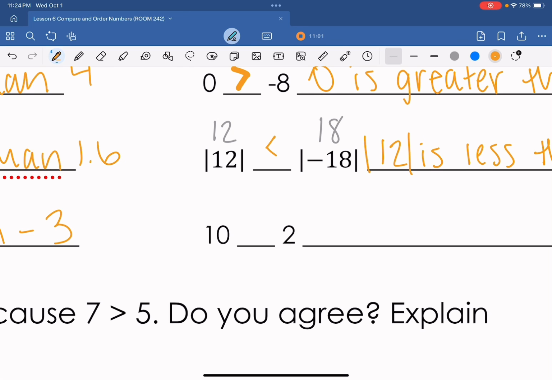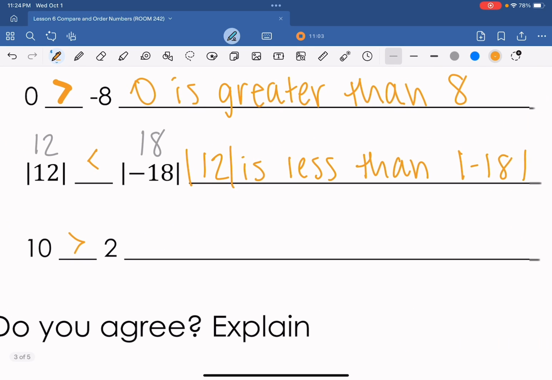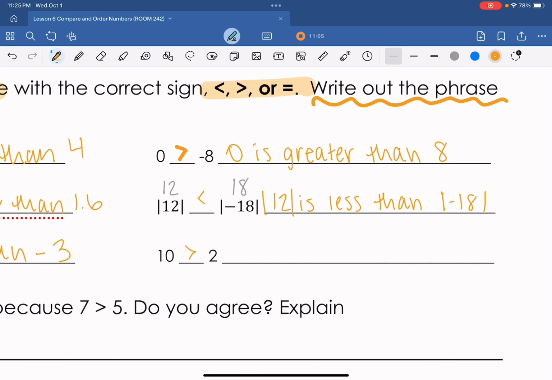And I would write that out, right? So I would do 10 is greater than 2.